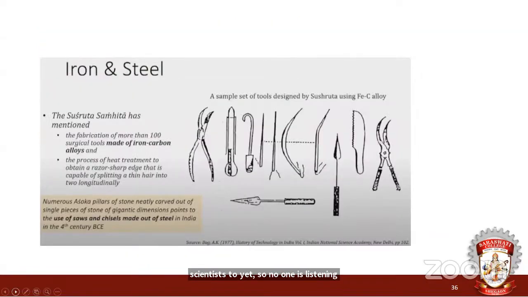Iron and steel. No, Shushruta has more than 500 types of surgical instruments manufactured with steel, rust free. So we were knowing this in 4th century BCE, not AD. So do you think it is possible without knowing the chemistry and physics of making steel?